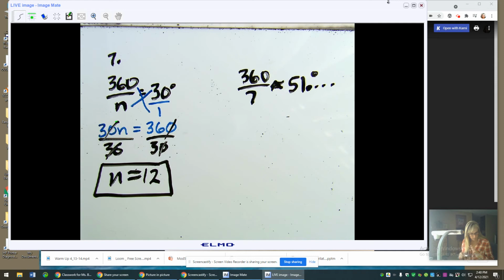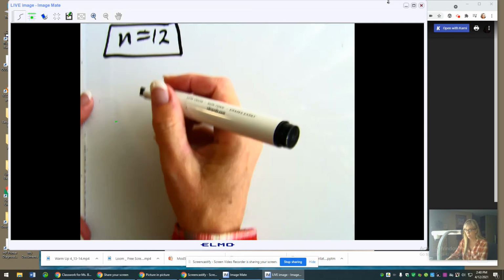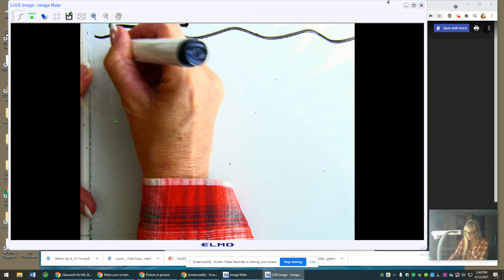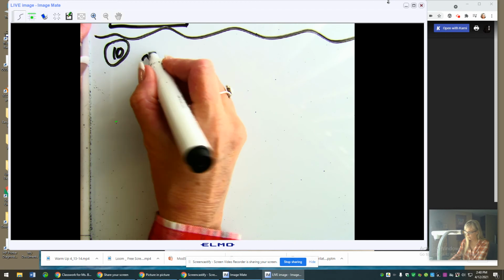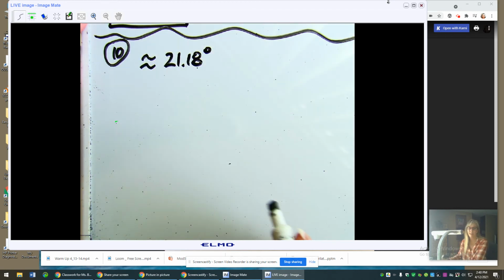Number 9 and 10 are similar. I'm going to do 10. I think it's a little weird, to be honest, but let's just go with it. Let's figure out what they want from us. Number 10 says, each exterior angle of a regular polygon is about 21.18 degrees. So it's not exactly that, but it's close.